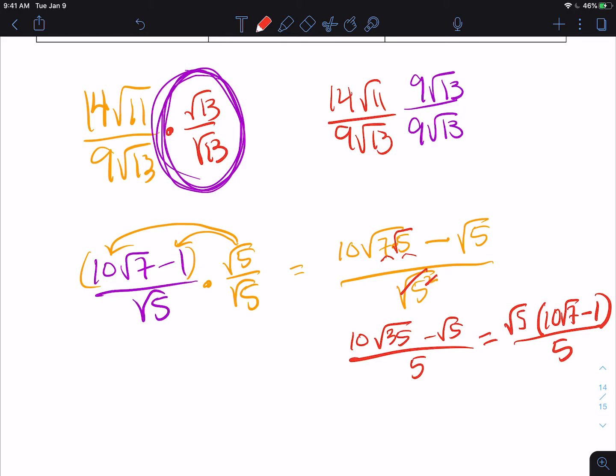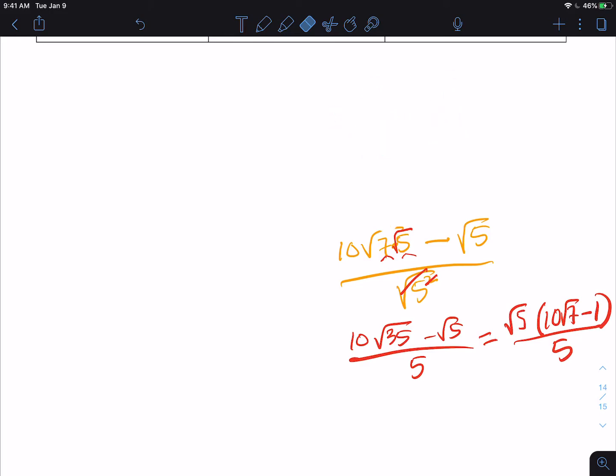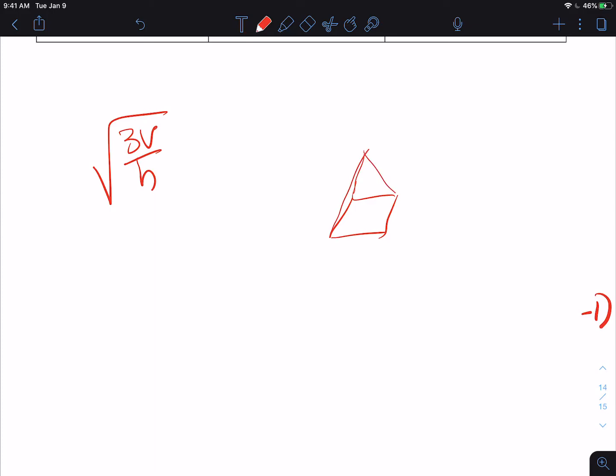So let's take a look at this question. Okay, this one says, consider a square pyramid with a height of h and a volume of v. The length of one side of its base is given by this, where we've got square root of 3v over h. So when we're talking about a square pyramid, I am not very great with my drawing skills, so you'll have to forgive my lack of drawing skills.